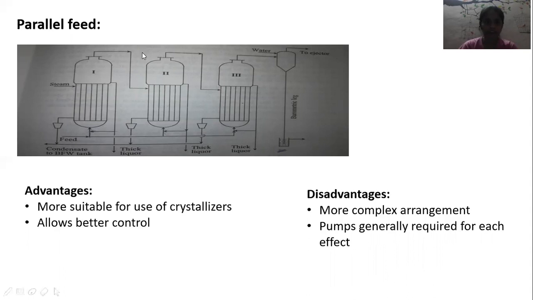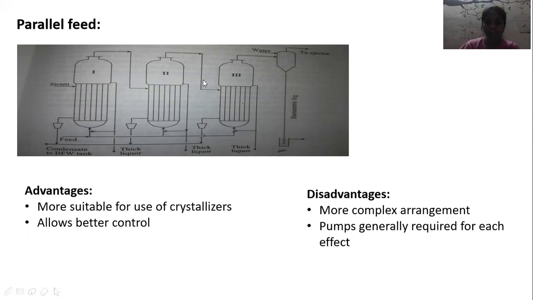The vapor from the first evaporator is fed to the second as the heating medium and goes on in series. And basically parallel feed is used in crystallizers. Advantages are more suitable for the use of crystallizers, allows better control. Disadvantages are most complex arrangement, pumps generally required for each effect.